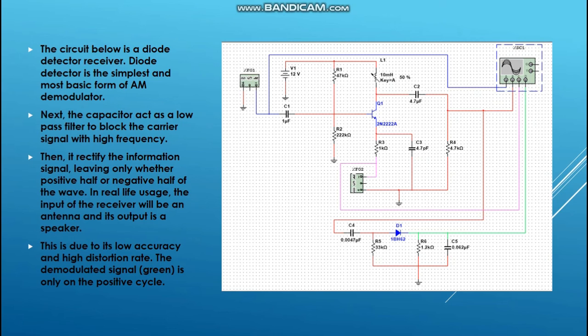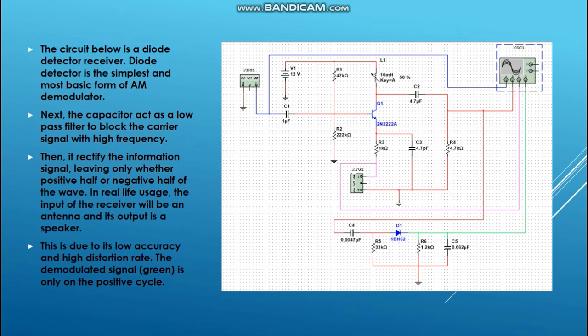We can see, based on the obtained waveform, the modulated signal is slightly distorted. This is because the transmitter circuit is not suitable for practical use. The transistor modulator is a simple transmitter designed mainly for simulation use. This is due to its low accuracy and high distortion rate.